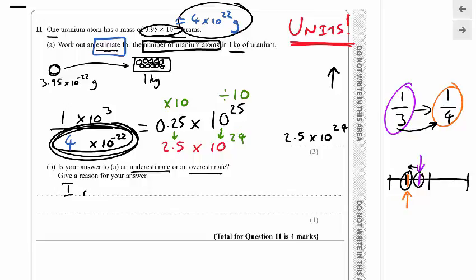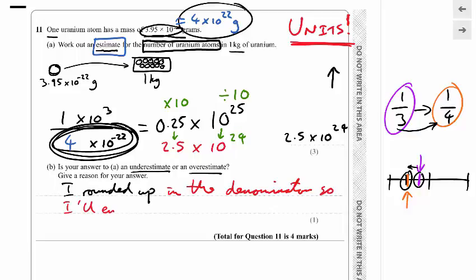So I rounded up, but I rounded up in the denominator. So I'll end up with an overestimate, sorry, an underestimate, because I'll end up with a number that is smaller than the true value. All right?